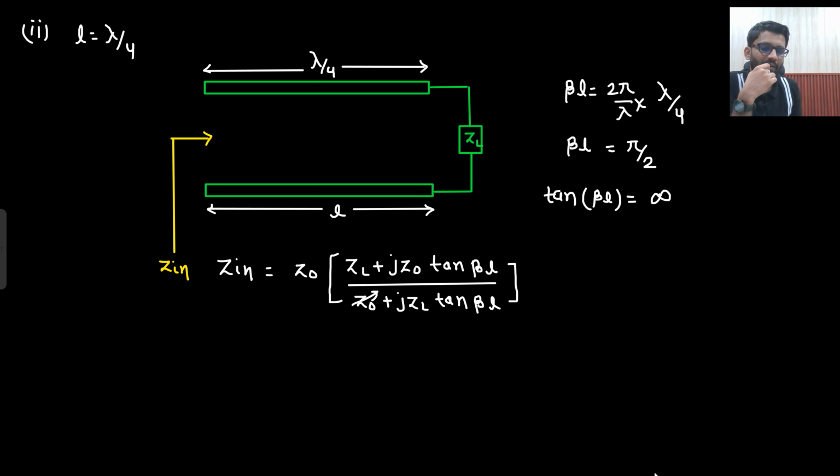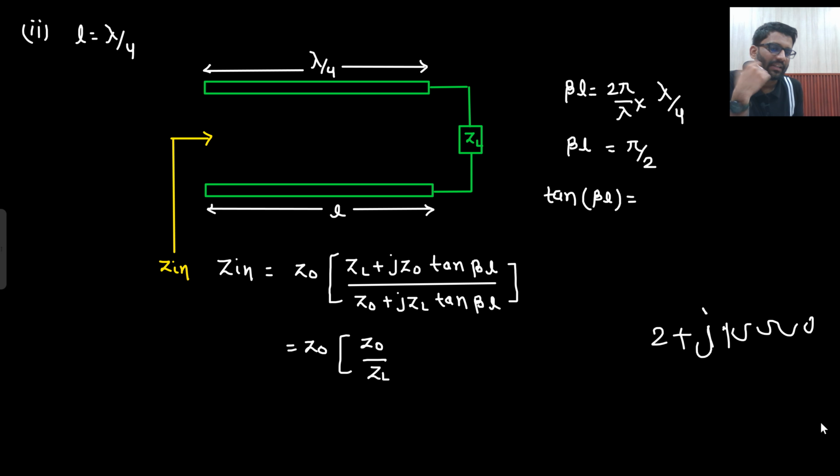So what will you be left with? Z0 into ZL can be ignored, and J and J will get cancelled. Z0 upon ZL, tan beta L will get cancelled. Basically ZL and Z0 can be ignored because this term is very large. It is like having 2 plus J 1000 divided by 5 plus J 5000, so the 2 and the 5 can be ignored. Then J and J cancel, tan beta L cancels, and Z0 by ZL is left. So Zin is equal to Z0 square by ZL.